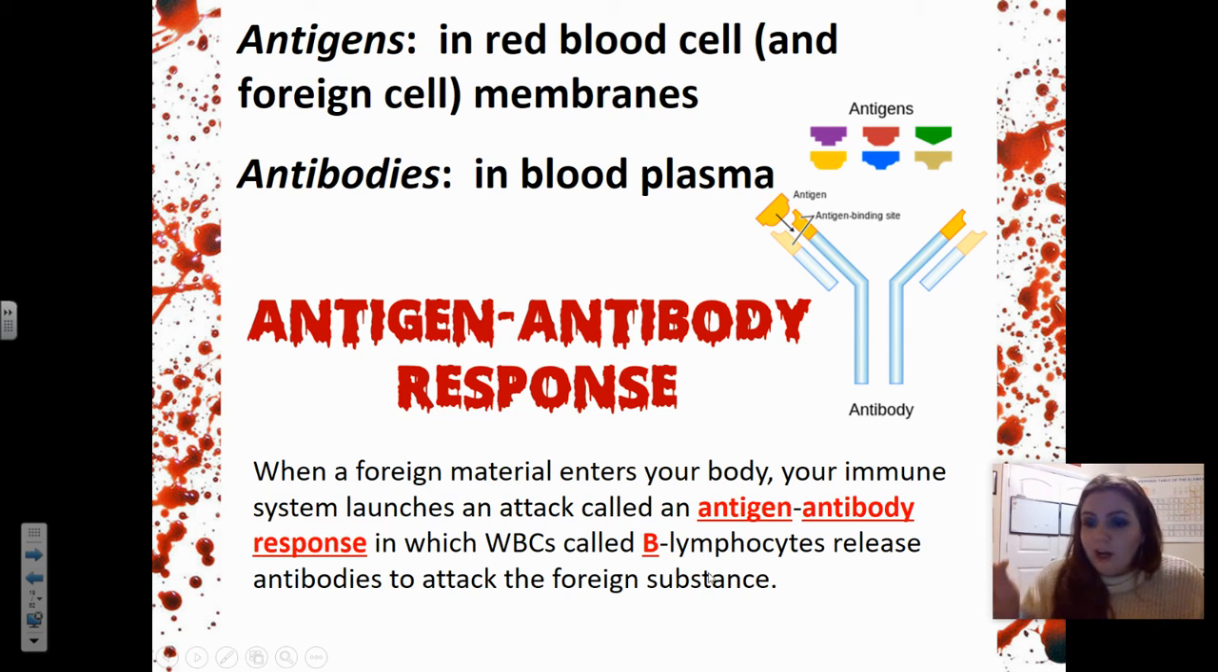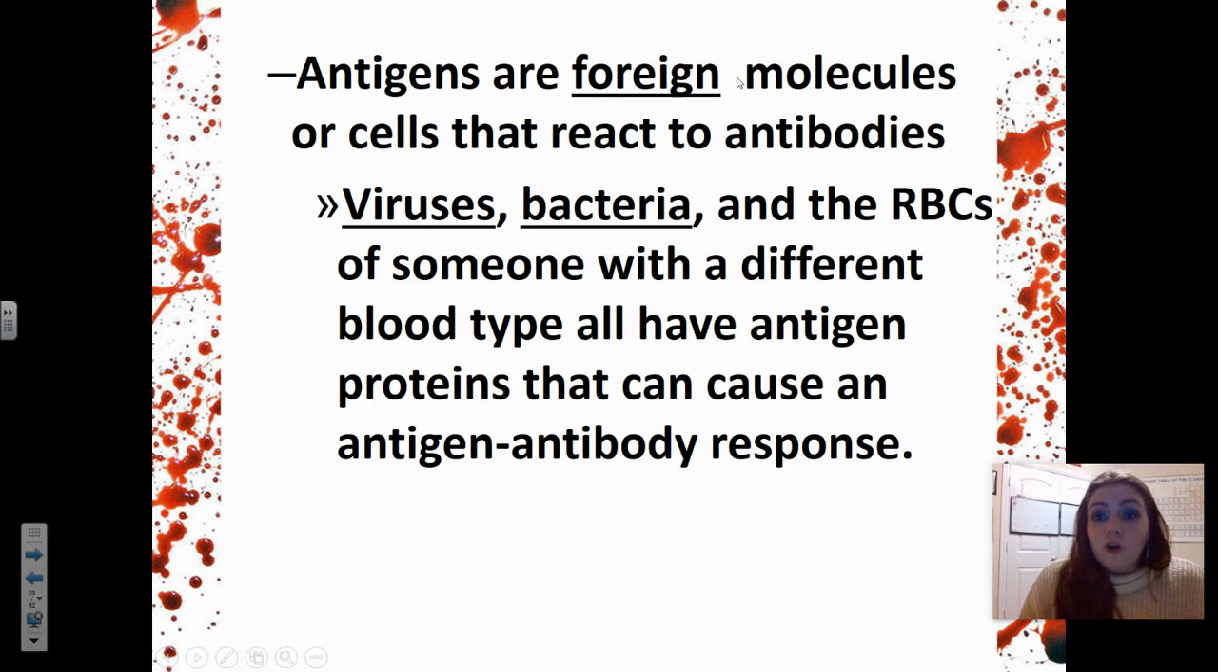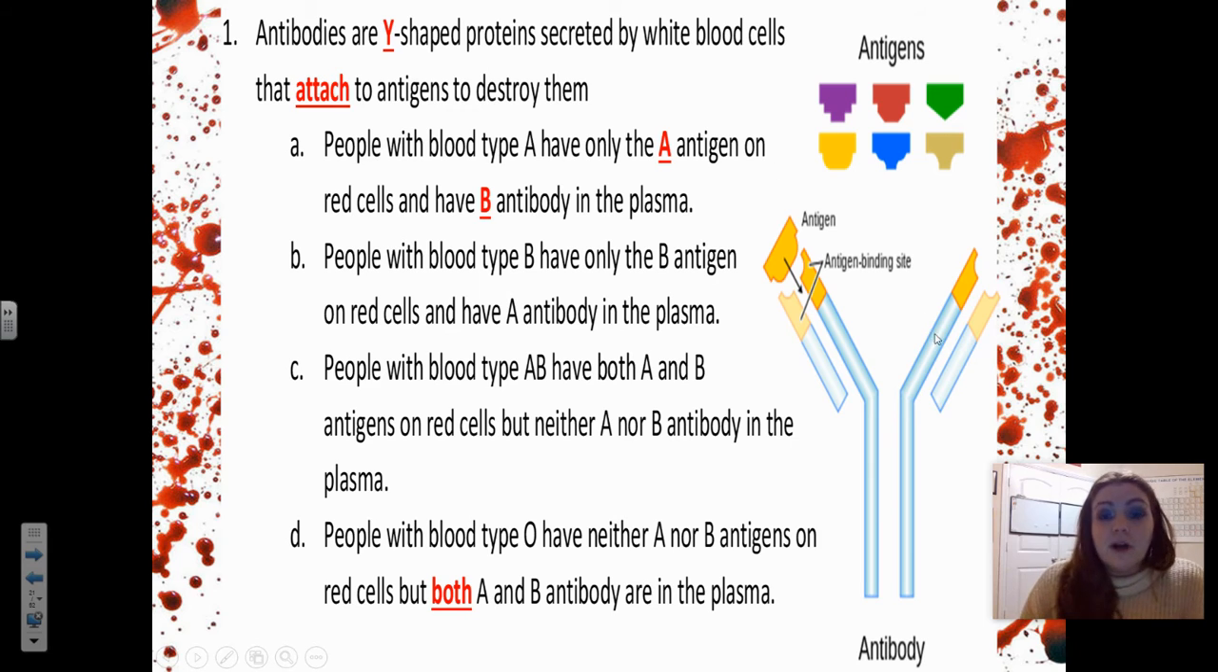We have other ones that fight viruses. They're foreign invaders. Antigens are foreign molecules or cells that react to antibodies. Viruses, bacteria, and the red blood cells of someone with a different blood type all have an antigen protein that can cause you to have an antigen antibody response. Antibodies are Y-shaped. They are secreted by white blood cells. They attach to antigens to destroy them. That's what they do. They grab them and they start trying to break them down.